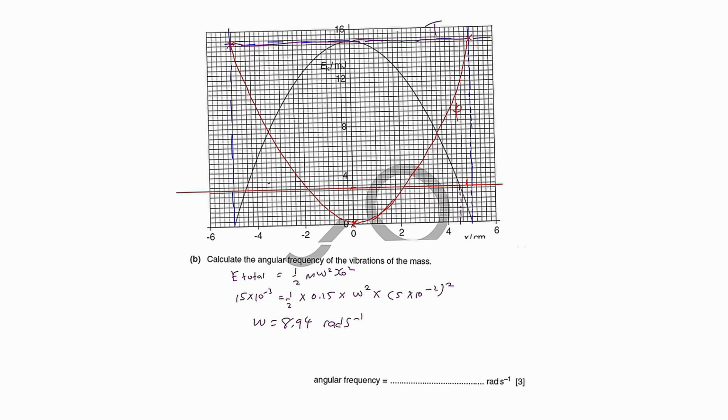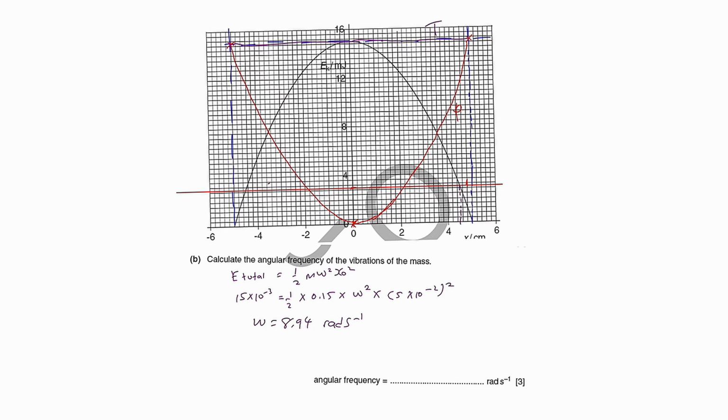Because you know why? The total energy is half m omega squared x naught squared. Remember I told you to memorize this? But you can always derive this. Now you can get the total energy from this graph, which is the maximum KE by the way. Now read the graph, your maximum KE will be 15 millijoules.